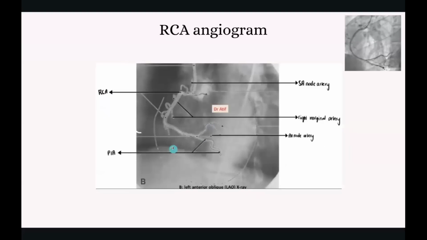And then this is just another view. Again, I wanted to include all the views just in case you get either or in your exam. So again, right coronary, you have the long main branch of the right coronary, and then the PIA, which is the base of the L, and then you have the right marginal, you have the SA nodal artery at the top, and then AV nodal branches more at the bottom.